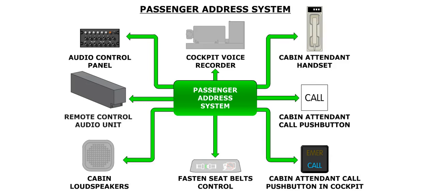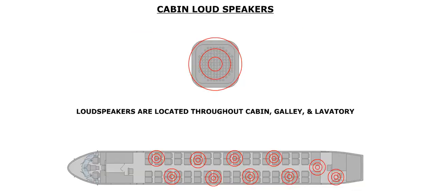The flight and cabin crew can make passenger announcements via the passenger address, or PA system. Whether through the flight attendant station or the flight deck, all PA calls are amplified through loudspeakers located in the cabin, galley and lavatory.